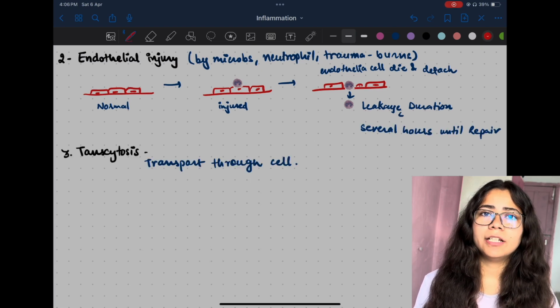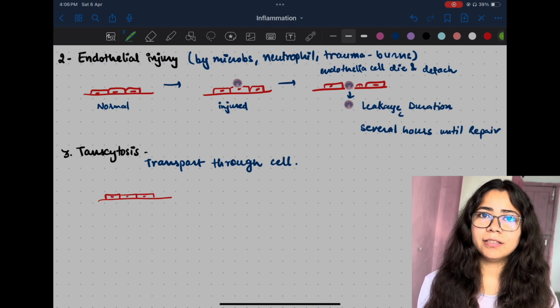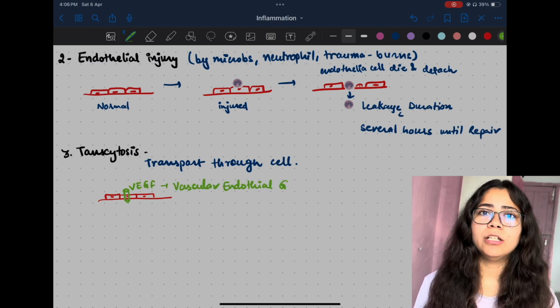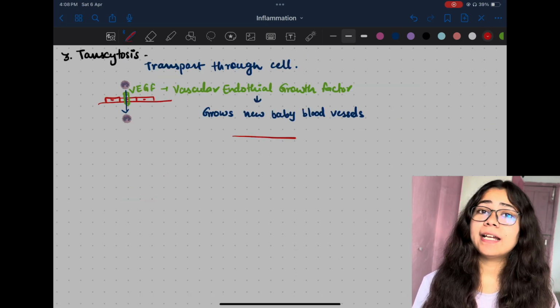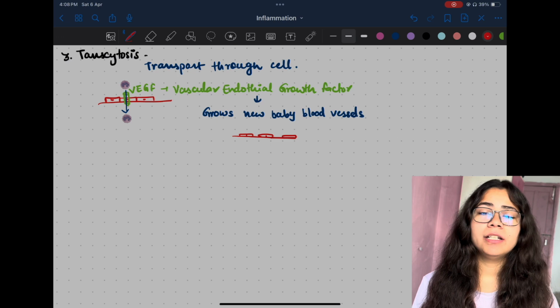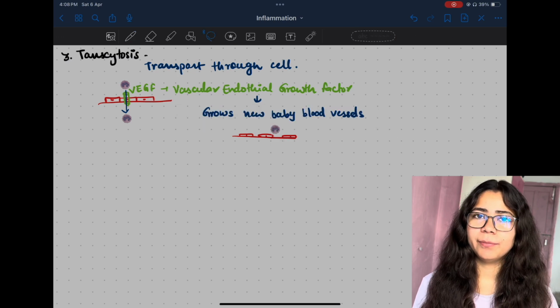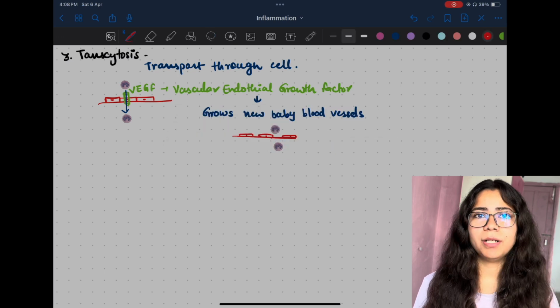Third is transcytosis. Transcytosis means transport through the cell. So to transport through the cell, we need something, na? So we need some channels, stimulated by VEGF, that is vascular endothelial growth factor. VEGF also grows new blood vessels, and as these blood vessels are newly developed, their endothelium is not fully developed. Hence, the leukocytes can easily pass through it.